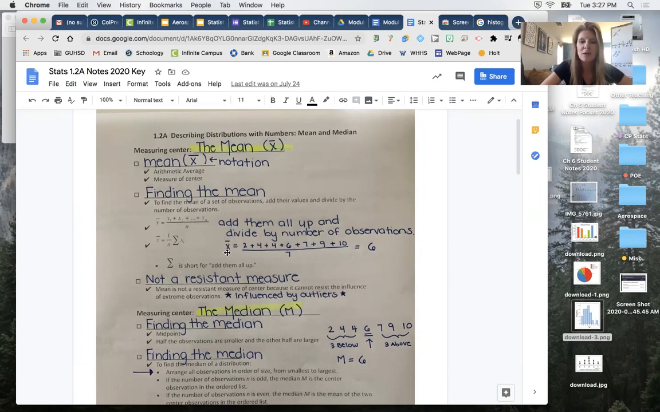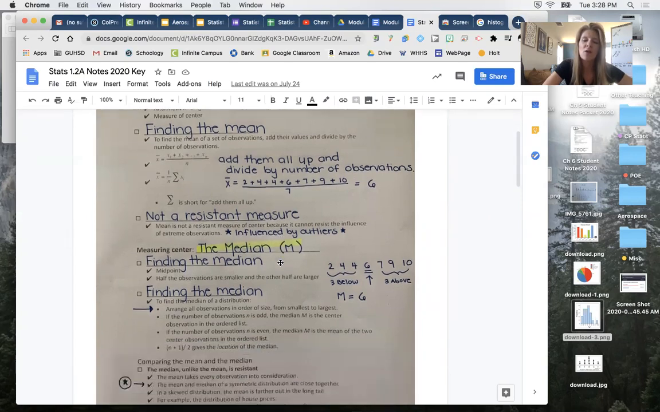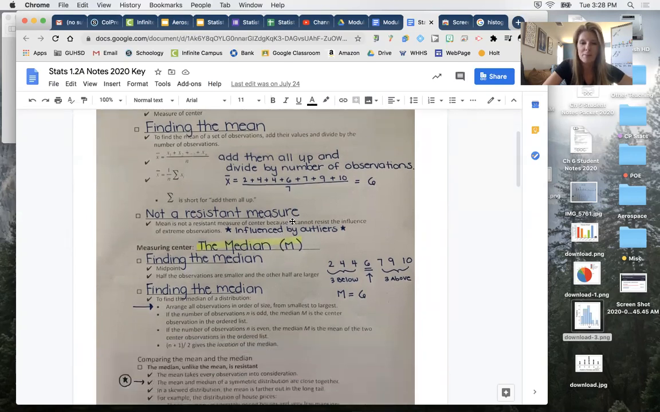In order to find the mean, what we do is we add up all the values. This is the formula here. But in a nutshell, we add them all up and then divide by the number of terms. For example, this might be the number of pets that people have. It looks like we have 7 people that said they had a number of pets: 2, 4, 4, 6, 7, 9, 10. We would add up all those pets, divide by 7, and the mean number of pets would be 6.